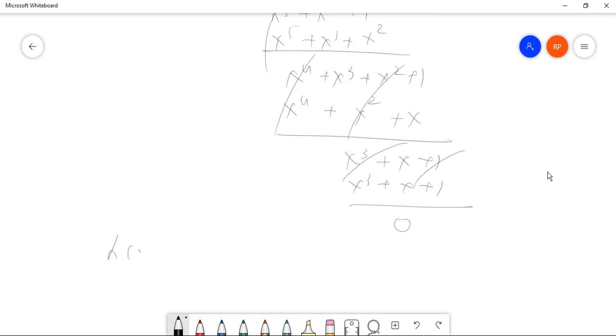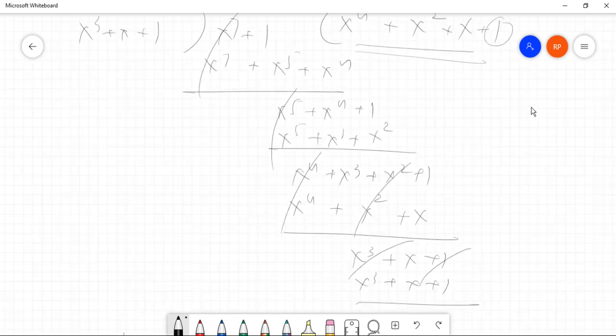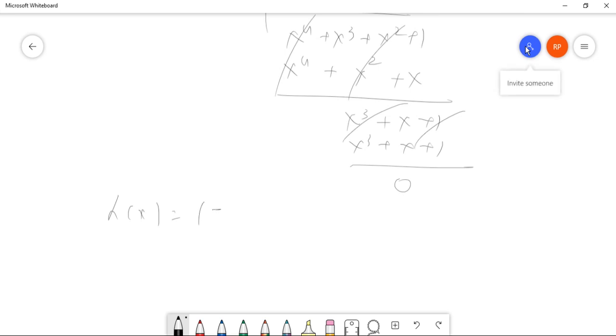So what is h of x then? h of x is the quotient. So let us see what quotient we got. The quotient is 1 plus x square plus x raised to 4. This is the quotient. Obviously you have to write it in the proper order, 1 first. So 1 plus x plus 1 plus x square plus x raised to 4. That is the h of x.